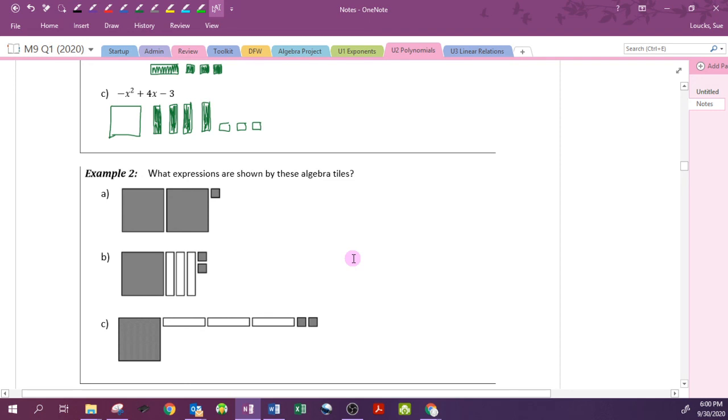Now we're looking at algebra tiles and saying what expression is represented by them. So I have 2 x squared tiles, so I have 2x squared, and I have 1 tile. Here I have 1 x squared tile and 3 negative x tiles, so I write that as negative 3x and then plus 2. And I would normally write that as x squared minus 3x plus 2.